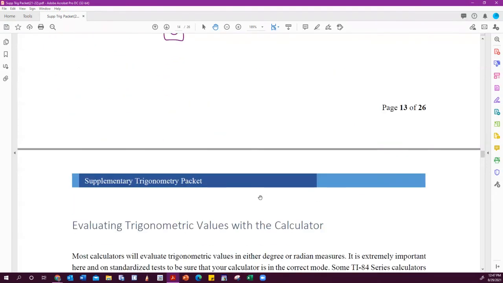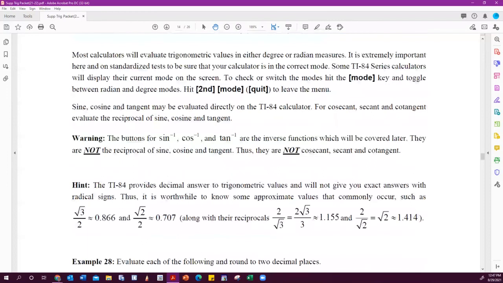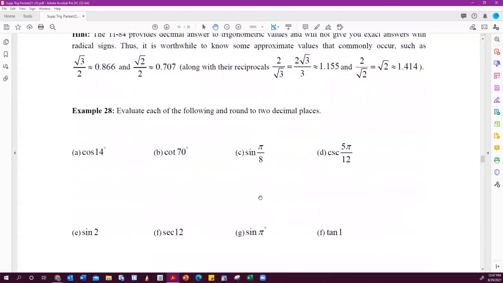Since I can't project my calculator here, I'm not going to do this one, but ask me in class if you need to learn how to switch your calculator into degree versus radian mode.